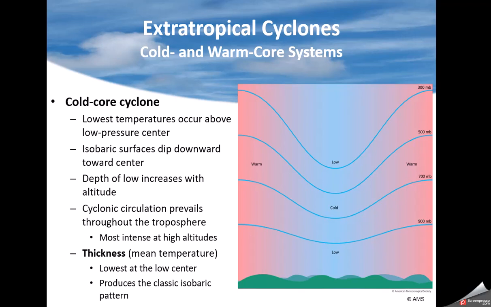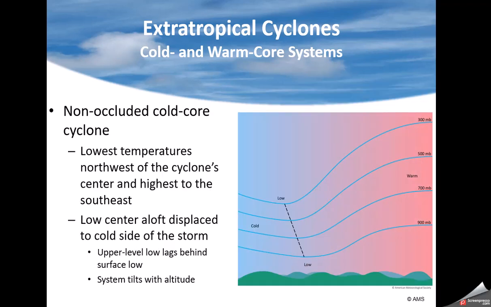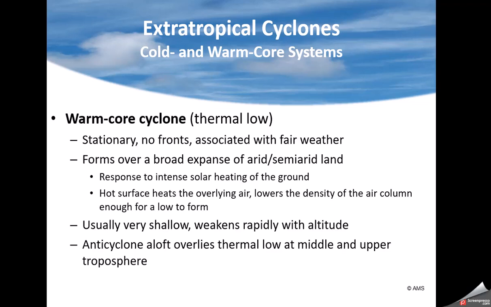Extratropical systems are cold core. In other words, they get stronger as you go up, and they get colder as you go up. Both happen. Sometimes you get what they call non-occluded cold core systems. These are just weaker lows that are moving along.